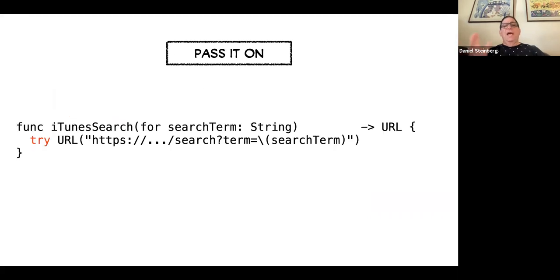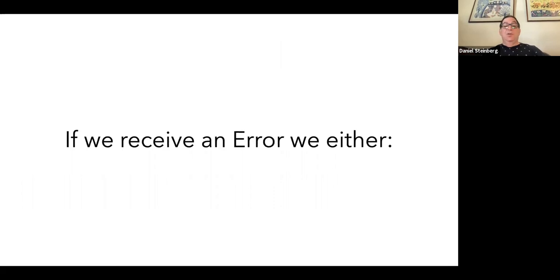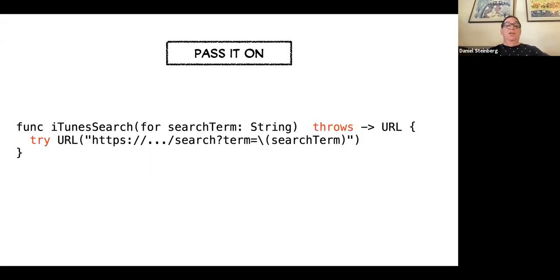But suppose I want to actually deal with this thing that throws. I'll use a try without a question mark. My two options, remember, were pass it on or handle it. If I'm going to pass it on, then I declare my method to be throwing. And so this says iTunes search either throws or returns a URL, and that's the response to the try. So just like optional, if we receive an error, we can either pass it on or we can handle it. So try goes with throws, that's passing it on.